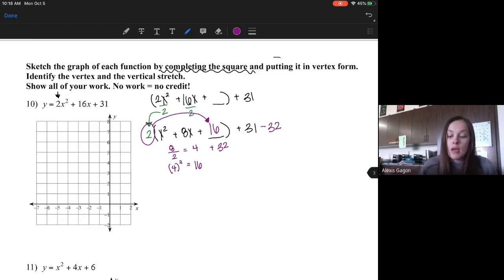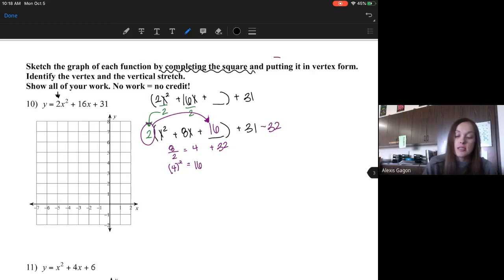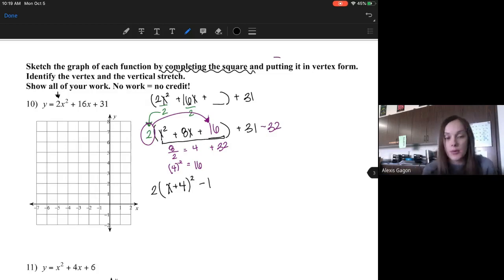Okay. So then we just have to simplify this down, and we're almost into vertex form where we can just start graphing this. So this will be 2, and then this part can be written as x plus 4 squared. And then 31 minus 32 is negative 1. Now this is something that we can graph. It's just like the other one. So a will equal 2 here, h will equal negative 4, and k will equal negative 1.